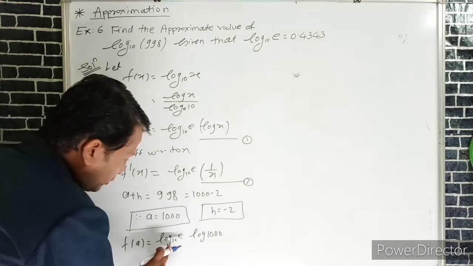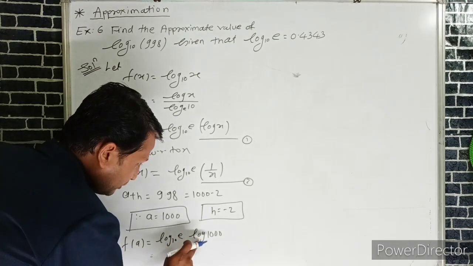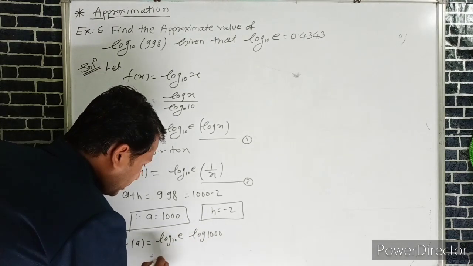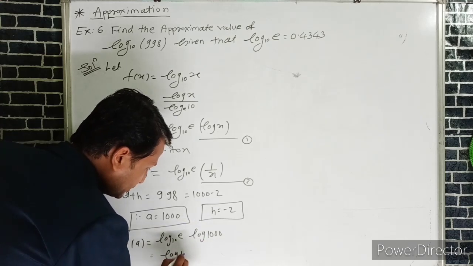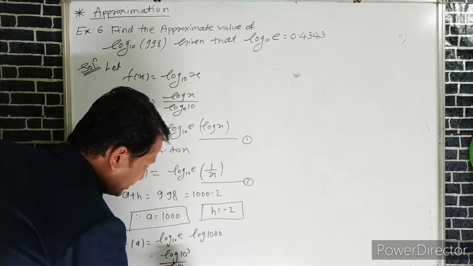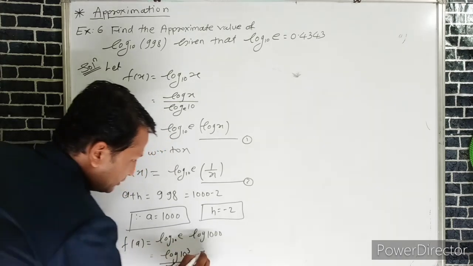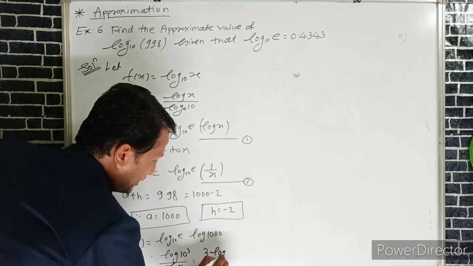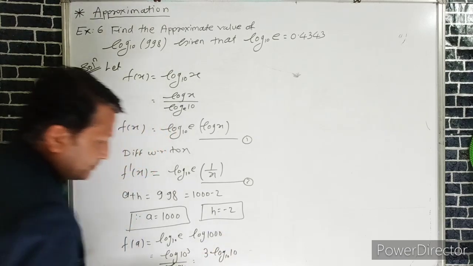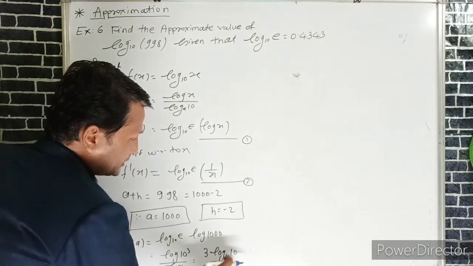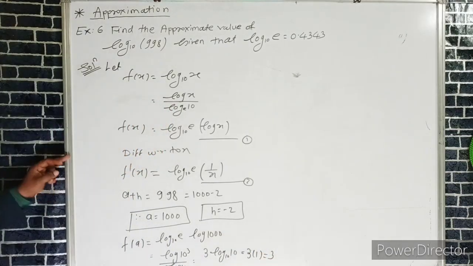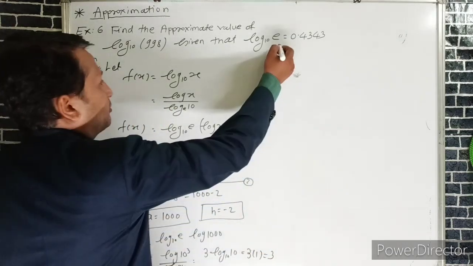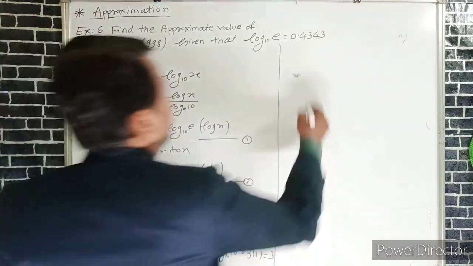So log of 1000 we can write as log base 10 of e into log of 10 cube, or we can write this as 3 log 10. The value of log base 10 of 10 is 1, so 3 into 1 is 3. After that, we have to find the value of f dash of a.